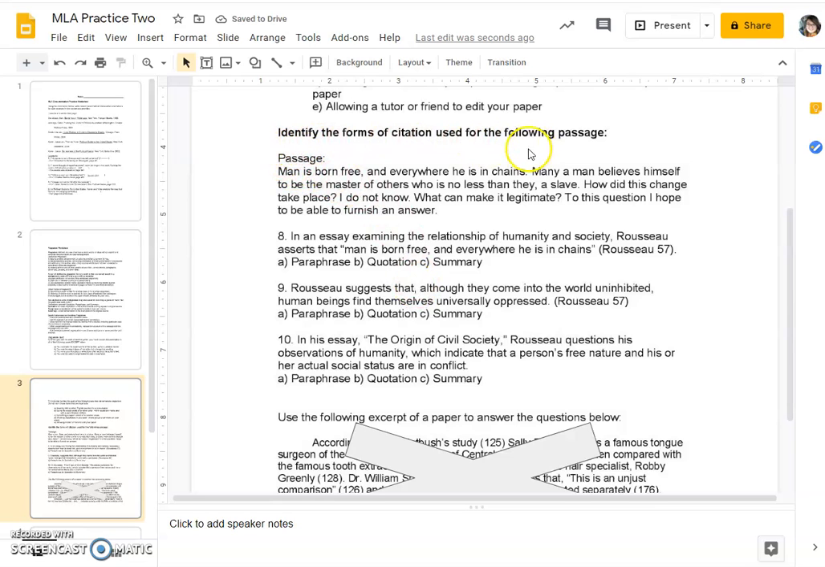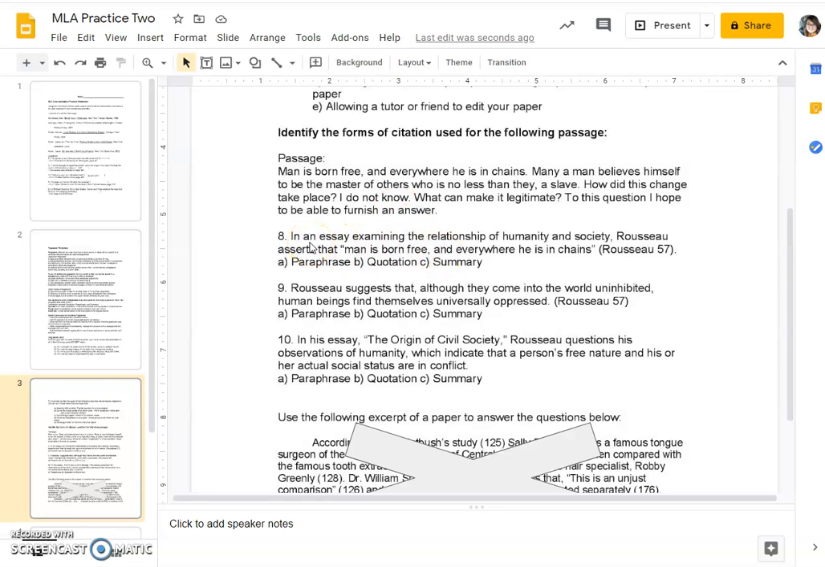So, identify the forms of citation used for the passage below. Man is born free, and everywhere he is in chains. Many a man believes himself to be the master of others who is no less than they a slave. How did this change take place? I do not know. What can make it legitimate? To this question, I hope to be able to furnish an answer. First, if this is your introduction, terrible, because you should not be using the word I ever in your paper. And to this question, I hope to furnish an answer. That is not a thesis statement. So if you're thinking that this is the introduction you're going to get away with, it's not. But we're just going to go ahead and use it.